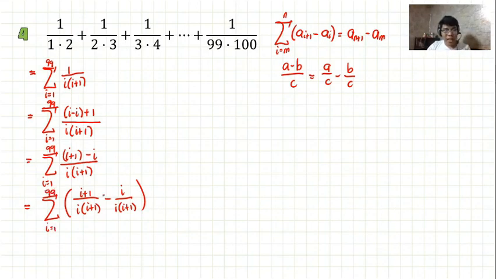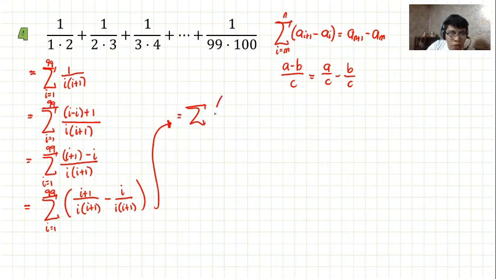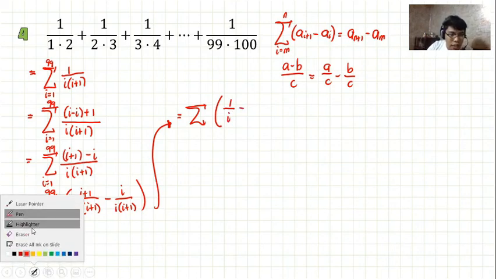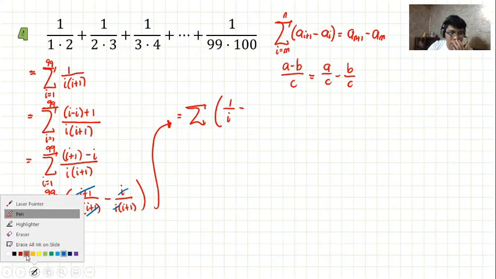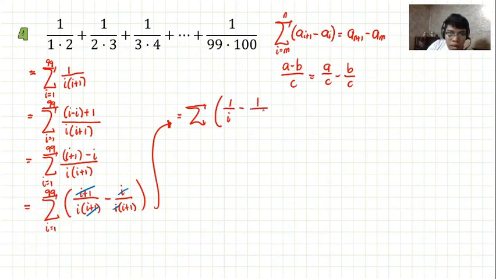Okay. Now, observe that I plus 1 sa first, makakancel yan. At si I sa second, makakancel. So, this is just the same as the summation of, cancel yung I plus 1. So, 1 over I na lang yung matitira sa first. Ito, makakancel yan. At si I makakancel rin. Right? So, we have this. 1 over I plus 1 na lang sa second term. I is from 1 to 99.